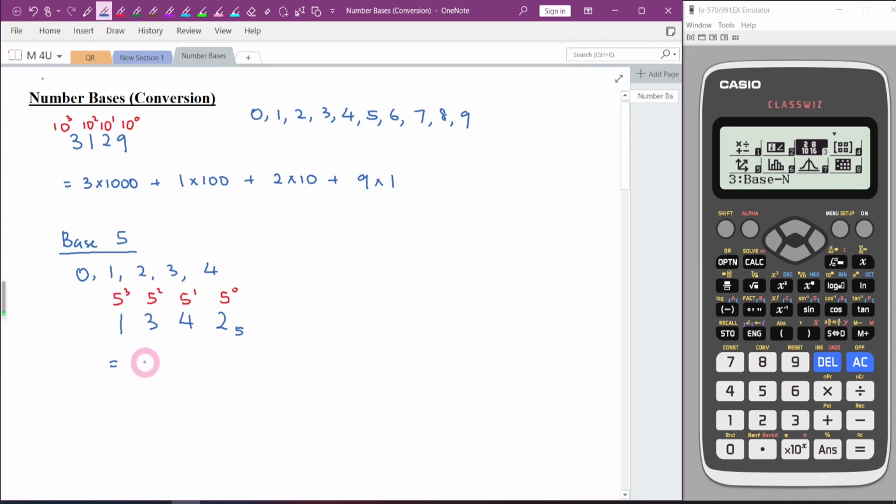This is equal to 1 times 5 power 3, plus 3 times 5 power 2, plus 4 times 5 power 1, and the last one, you need to be more careful, 2 times 5 power 0. 5 power 0 is equal to 1, not 0. Okay?